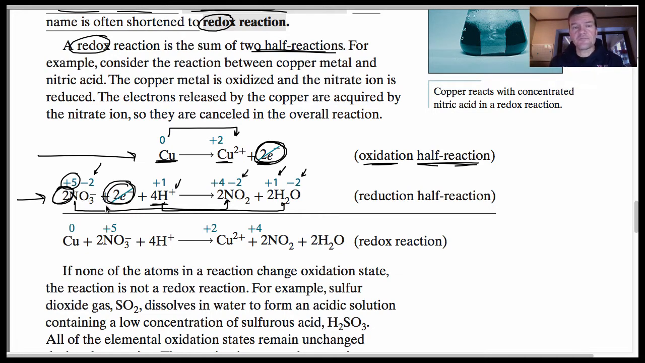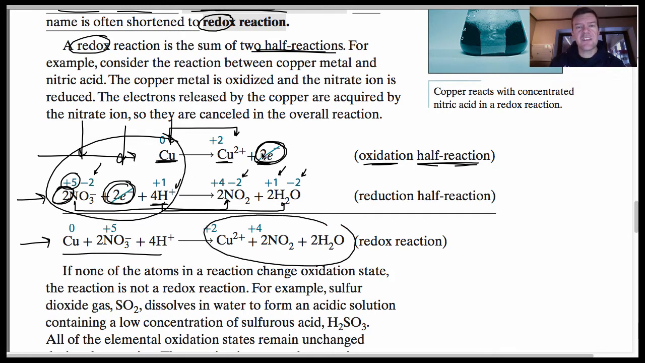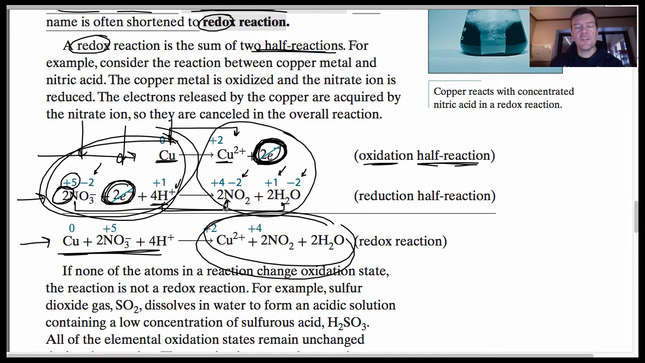When we put these two half reactions together, we get the total reaction right there. We just add everything together, bringing all the reactants on one side and all the products on the other side. You'll notice that we have to have the same number of electrons lost as gained. That has to happen, and that helps us balance the redox reaction. This would be the final redox reaction.